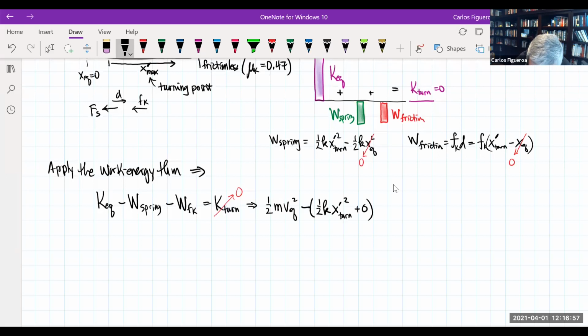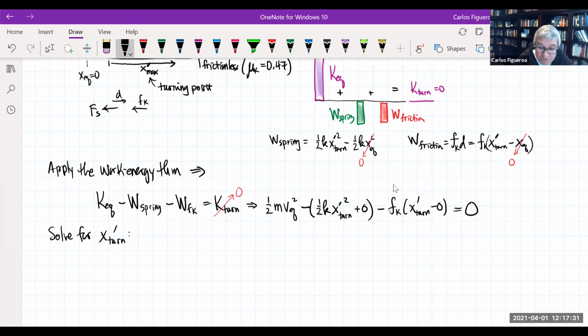Then I look at my work of friction, which is going to be my frictional force times x turn prime, minus 0. And this is going to equal 0 because that's what the kinetic energy is at the turn. So what you're going to see here is that I need to solve for x turn prime. Let's look at what I get.